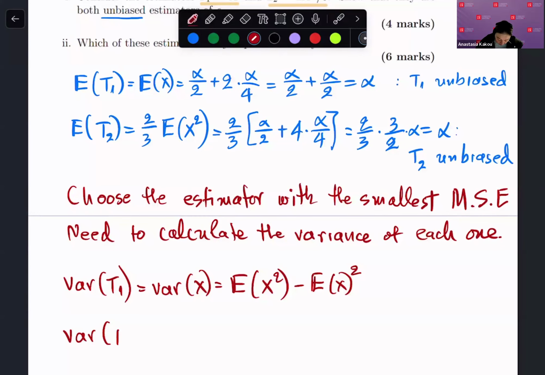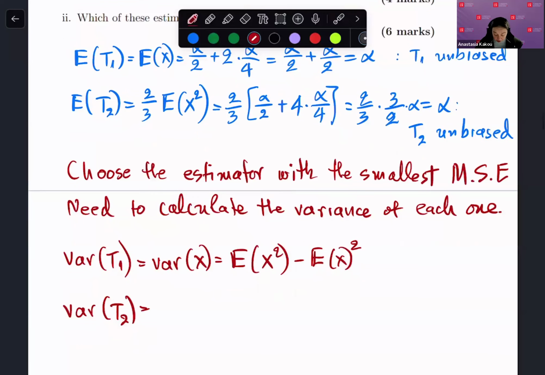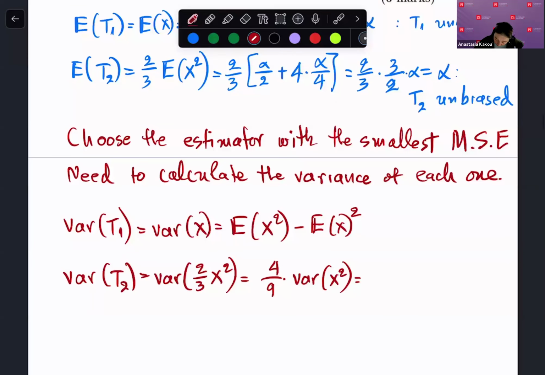And then the variance of T2 is going to be the variance of, let me write it, variance of 2/3 x squared. Okay, so that will be 4/9, the variance of x squared. All right, and then that will be 4/9.